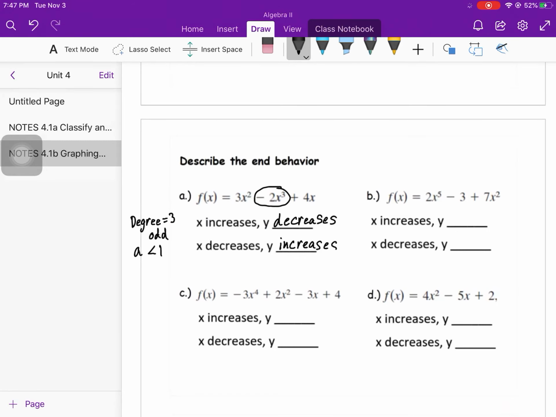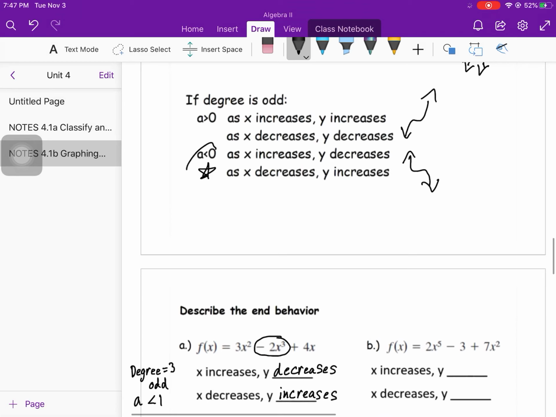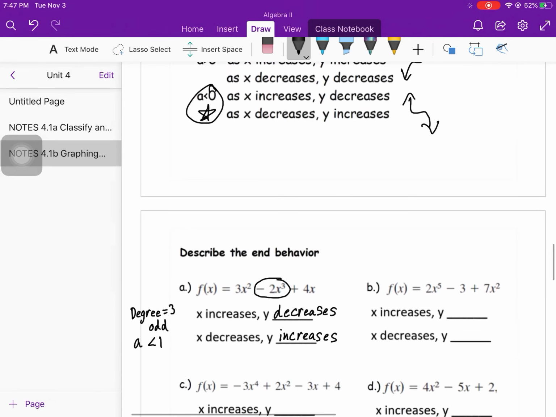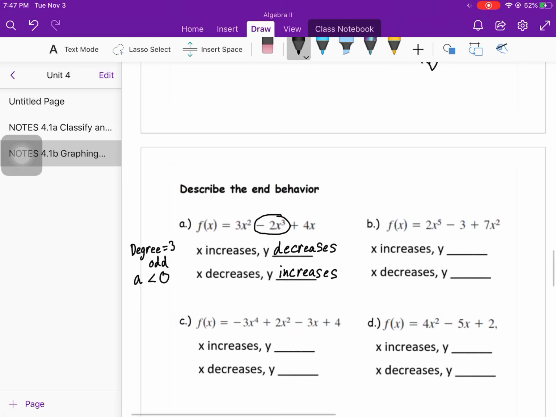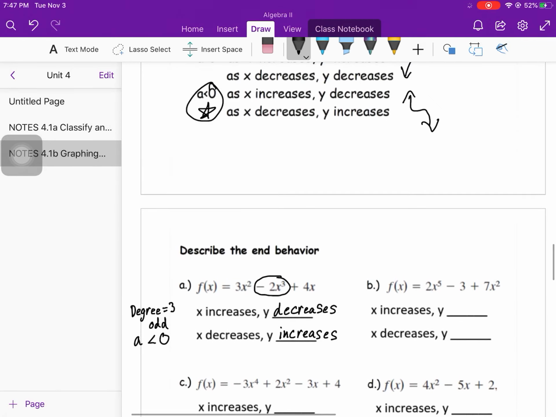And then as x decreases, it's the opposite, y increases. Okay, so we used this one right here because our a value is less than 0, because it was a negative number, and the degree was 3, which is odd. Okay, I'm going to do one more.